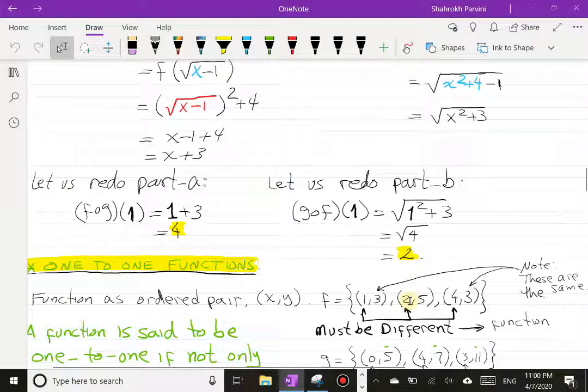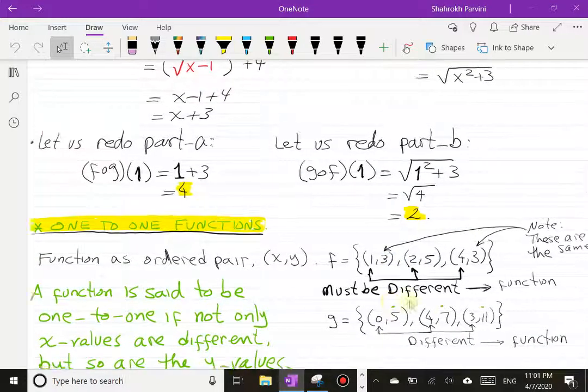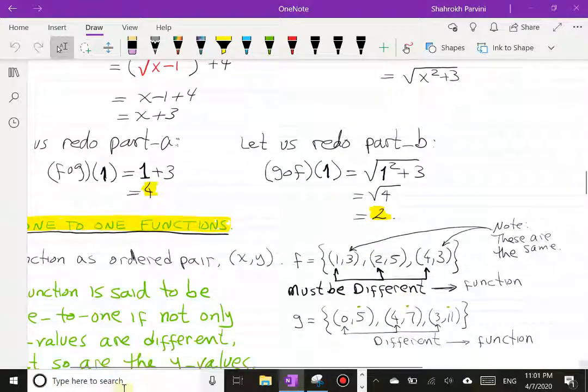Now, I have made up another function g here, directly below f. This one is 0, 5, 4, 7, 3, 11. Again, the first numbers are different, so that qualifies it as a function. And this time I made the second numbers, see, I have these green dots above them, different. So again, both of them are functions.